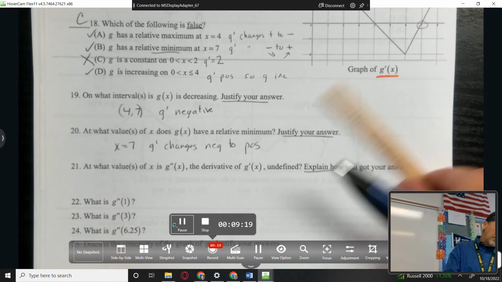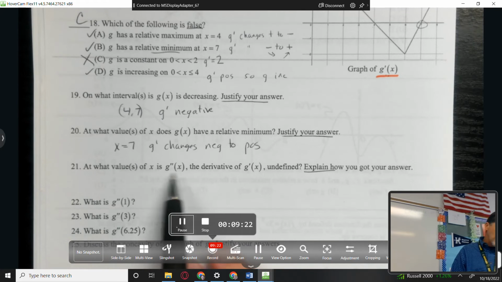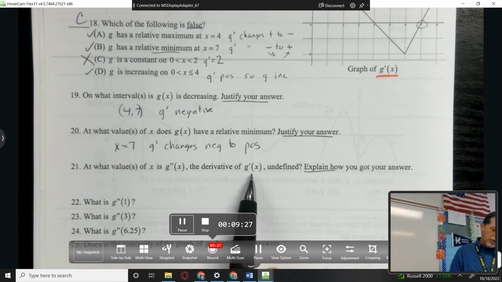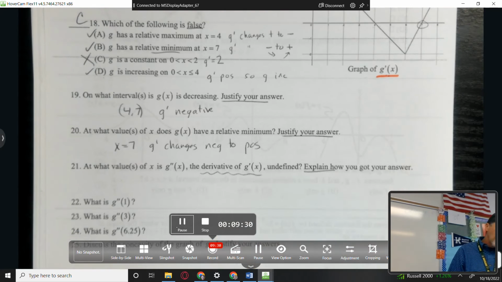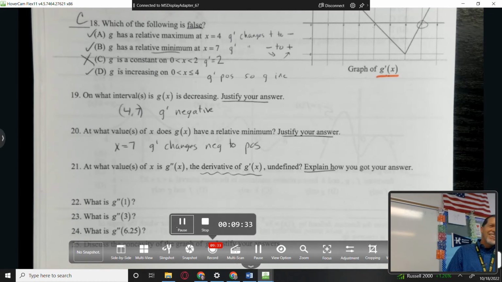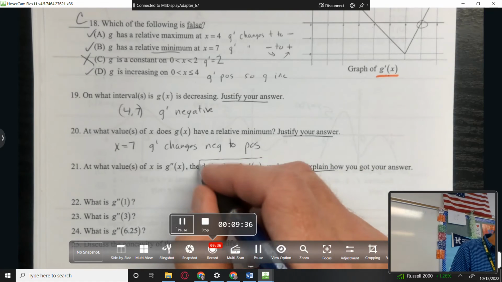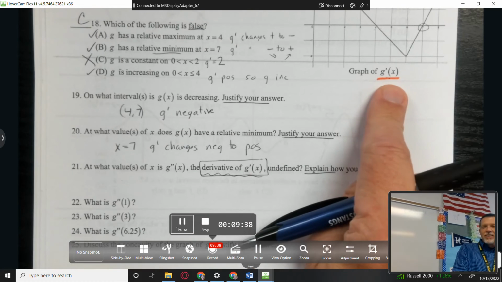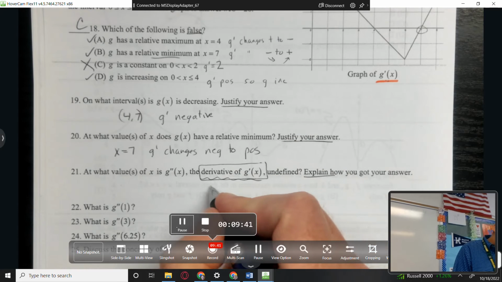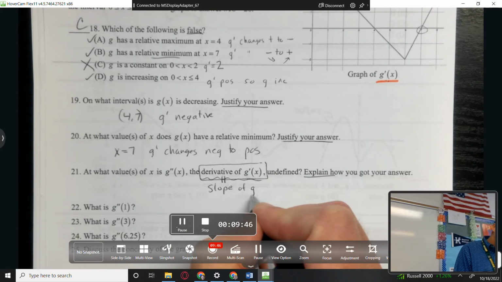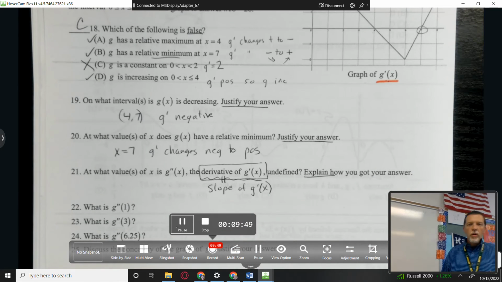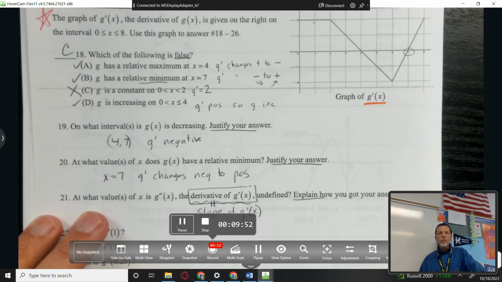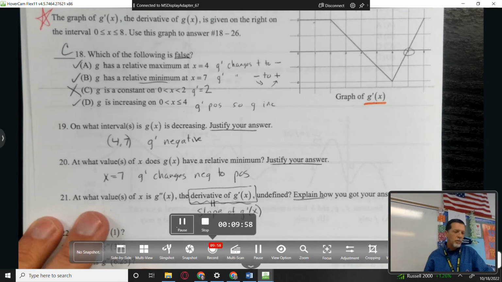Austin, I think yours is maybe the trickiest because we haven't talked about this in a while. At what values of x is the second derivative, which is the derivative of G prime, that's a pretty good hint, undefined? Don't know. Okay, so let's focus on the derivative of G prime, because I've got the picture of G prime, and the derivative is kind of the same thing as slope. So are there places on the graph where the slope of this graph is not defined? And what are those places?